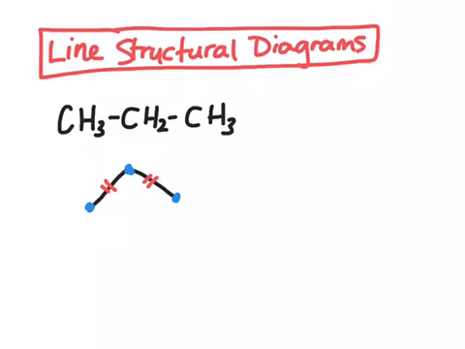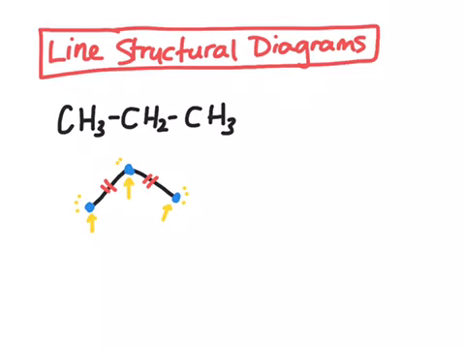Hydrogens are not shown in this, but they can be implied. Every carbon requires 4 bonds. So this carbon on the end here has only 1 bond to it, and so it must have 3 hydrogens attached. This central carbon has 2 bonds already, so it must have 2 hydrogens. And our other end has only 1 bond, therefore 3 hydrogens.